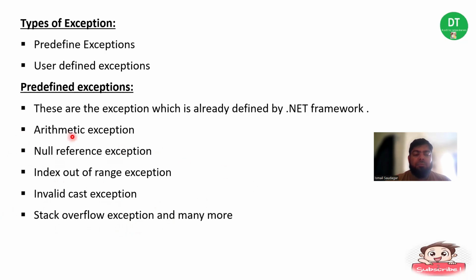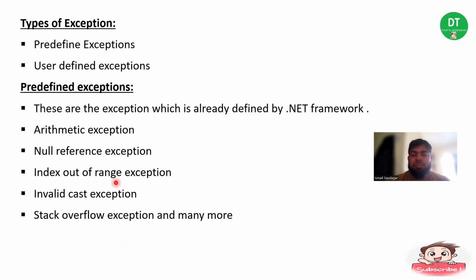So arithmetic exception is the error that occurs when we want to perform a wrong type of arithmetic or mathematical operation. At that time, this exception is raised. Null reference exception means when we want to access some value and perform some action on that value, and that value is actually null. So in that case, null reference exception comes because we are referring to a null object or null value.